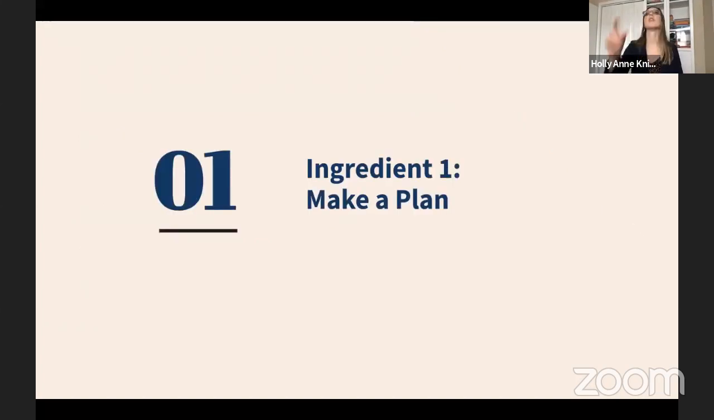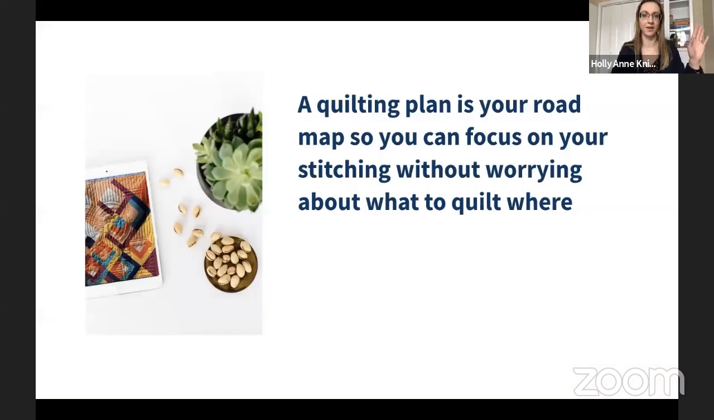All right. Ingredient number 1, make a plan. Now, full disclosure, this is less of an ingredient and more of a sauce pot, right? Like we got to have something to put these ingredients in. So, allow me some grace on the semantics here, but get your cooking pot. I have all the analogies today, so buckle up.